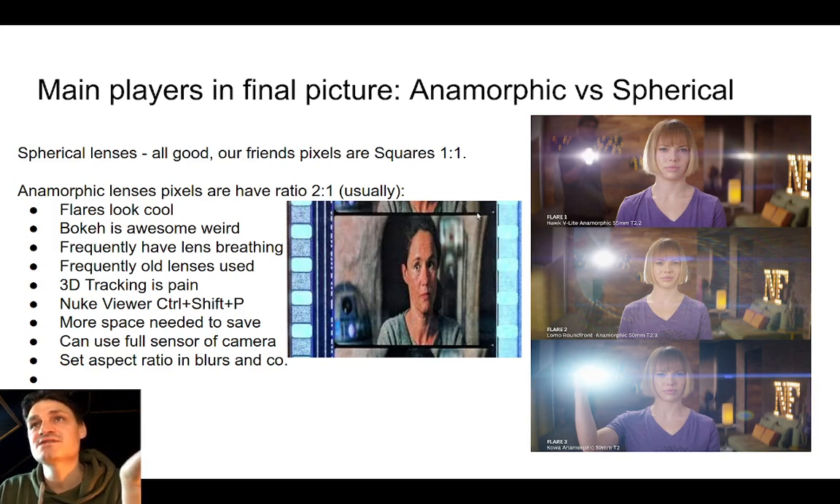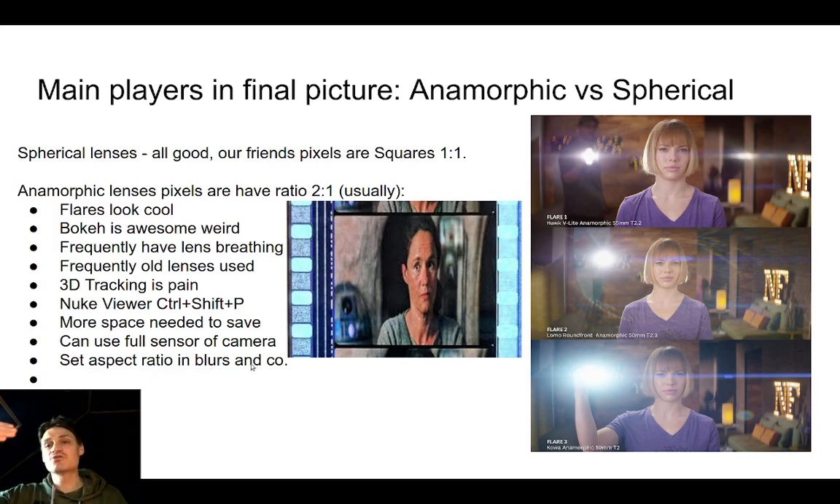For example, if the sensor of the camera is 4x3, like the sensor of an Alexa, and you're shooting anamorphic, you're actually using all the pixels, meaning the quality of the picture is better, and we'll get to this in a moment.